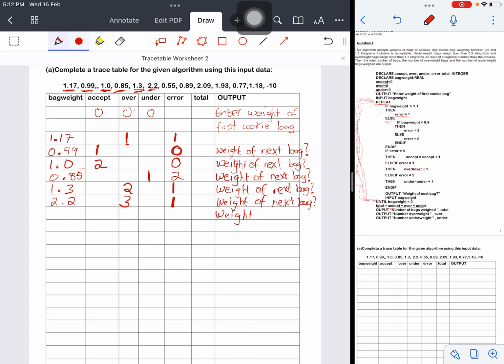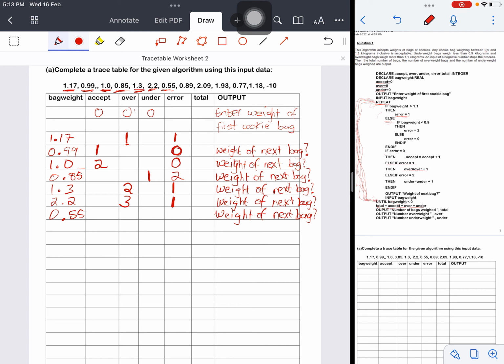Weight of next bag. Very important that you do this. Okay. Then we input the next value, which is 0.55. So that's 0.55. We ask the question, is it less than zero? No, it's not. So we go back and repeat.